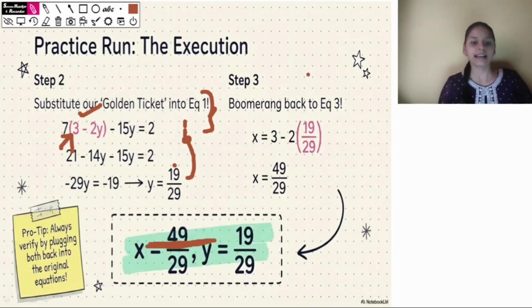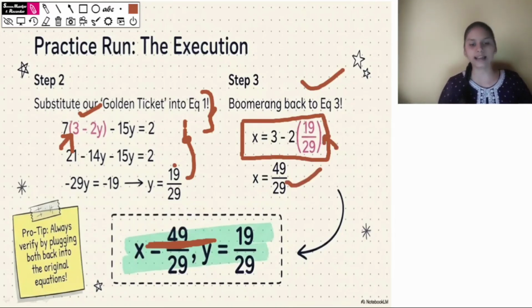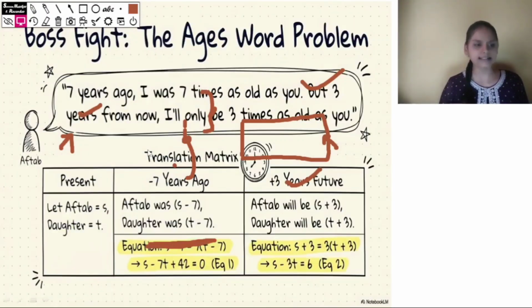And then boomerang back to equation 3. So whichever equation you had substituted, into that you put the y value and you'll get the x value, and your x and y both are done. I hope you were able to understand this.